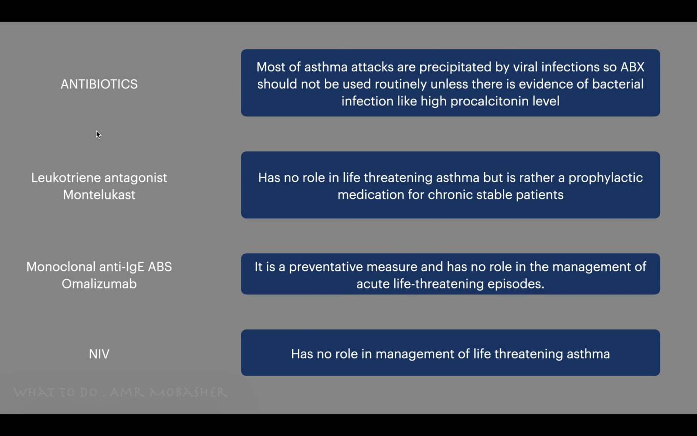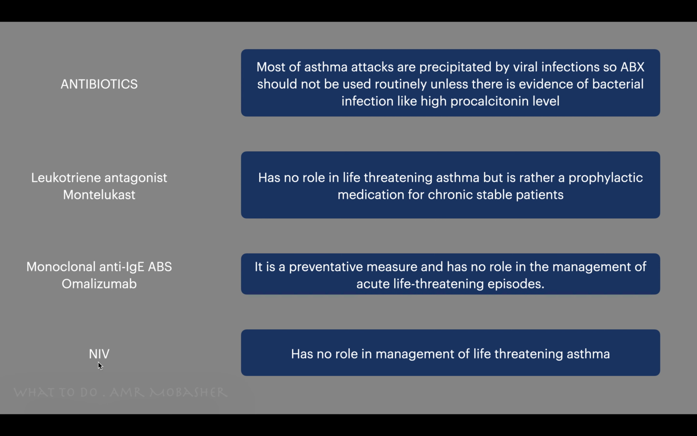Second question, leukotriene antagonists like montelukast. This is a preventive or prophylactic medication for the chronic controlled asthma patient. But in acute severe or life-threatening asthma in the ICU, it has no role in treating the condition at all. It prevents the condition, but doesn't treat the condition. The same for monoclonal anti-IgE antibodies like omalizumab. Again, it is a preventive, prophylactic measure, but is not a treatment for life-threatening episodes.